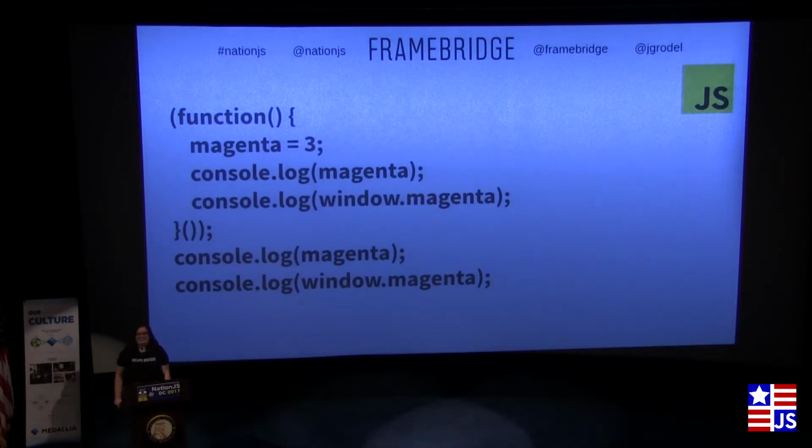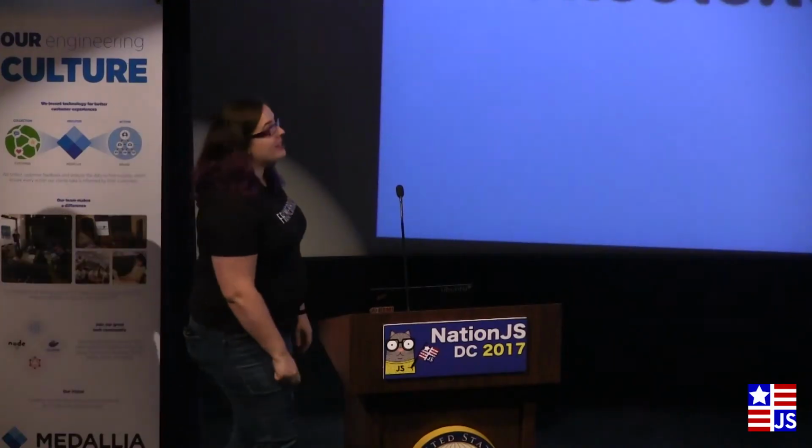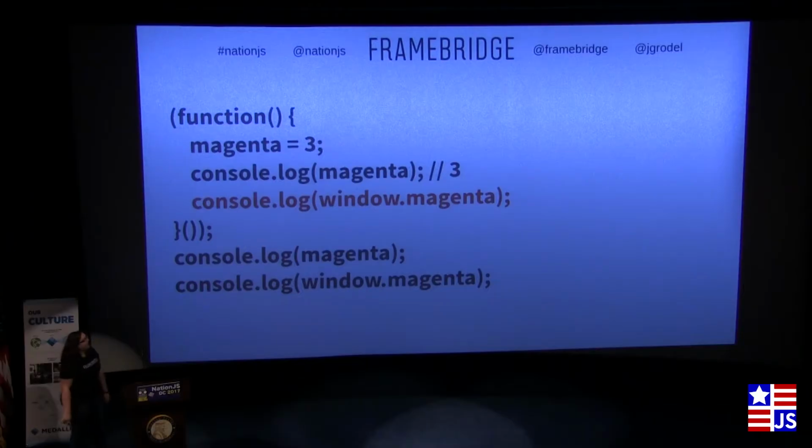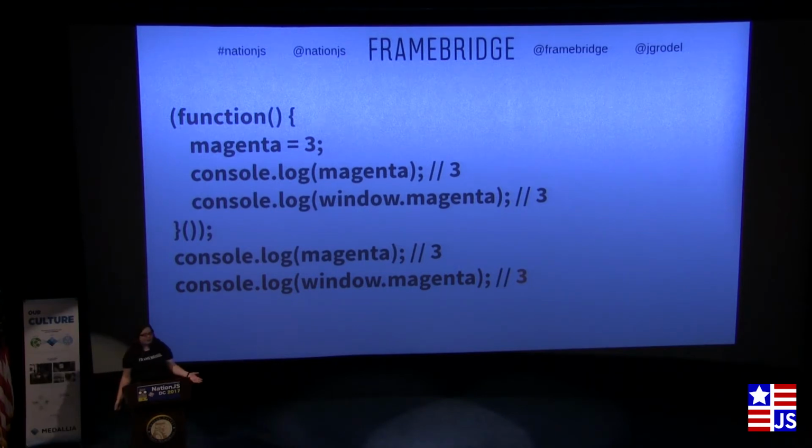And here's the first one. So here I've got my first anonymous function that is immediately executing. And I go in there and I set up magenta as a value of 3. Then I can take a look at the value of magenta, and I get 3. And then window.magenta, and I have 3. When I come outside of this function, magenta is still 3. Window.magenta is still 3. So still nothing's changed.